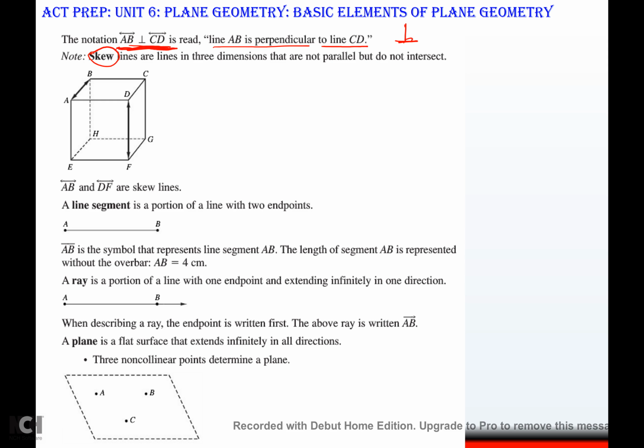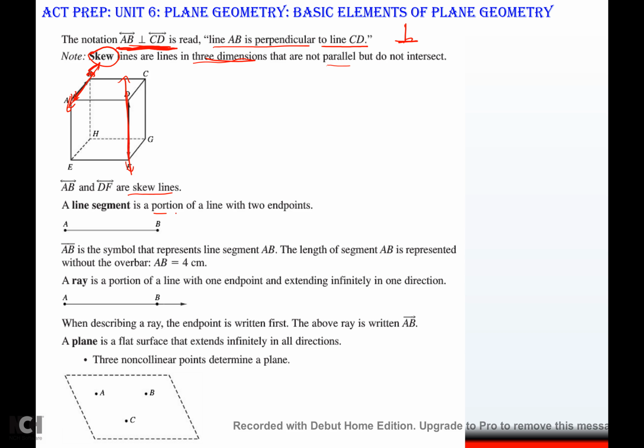Now, skew lines are lines that are in 3 dimensions, that are not parallel, but they never intersect. So if you look at line AB, this line here would go forever and ever in this direction. Line DF would go this direction forever and ever and ever, but because it's in 3 dimensions, those lines will never cross. So we would say AB and DF are skew lines.